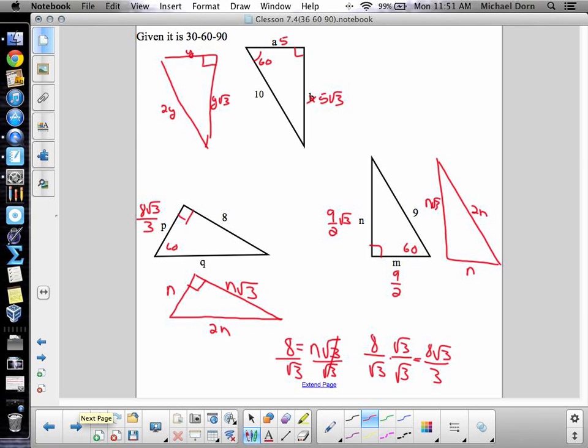How long is the hypotenuse going to be? Well, it's the short leg times 2. 2 times 8 is 16 root 3 over 3. Yes? So is it always going to be root 3? For a 30, 60, 90, yes. Now, actually, here it's not root 3, it's just 8. I could say that side is root 6, but the pattern is always root 3.